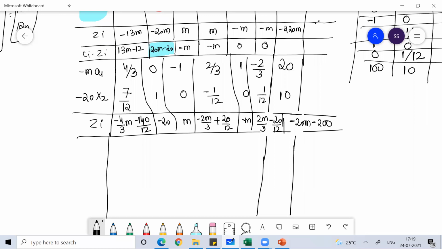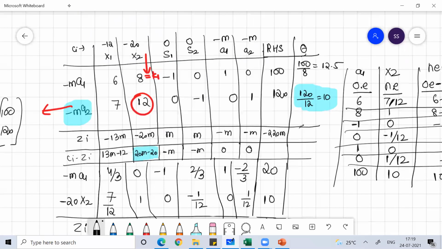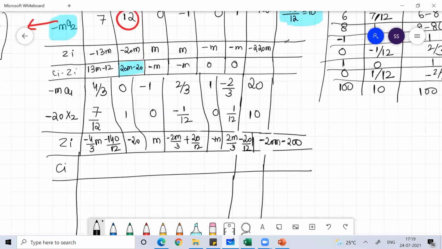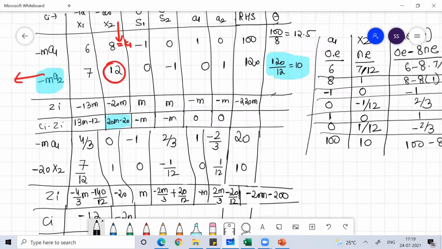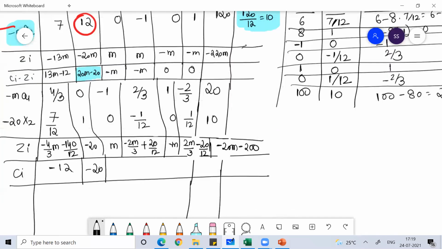So Zi is clear, right, everyone? Zi you're clear. So now Ci values, the Ci values you wrote in the beginning: -12, -20, then -12, -0, 0, 0, 0, 0, 0, -m, -m.